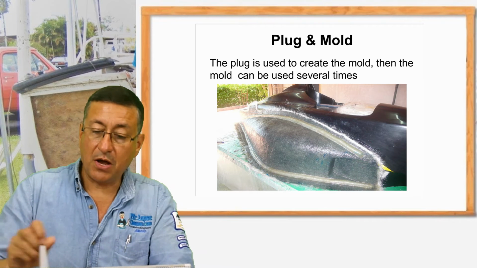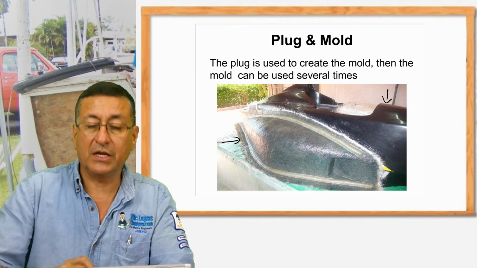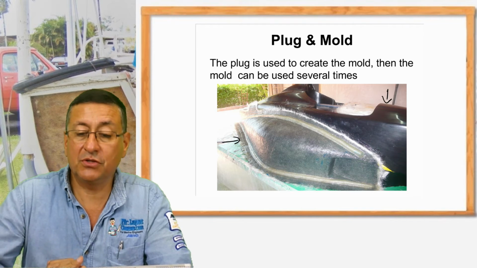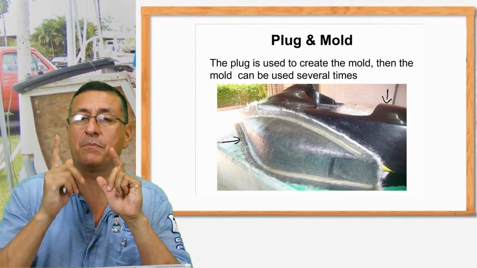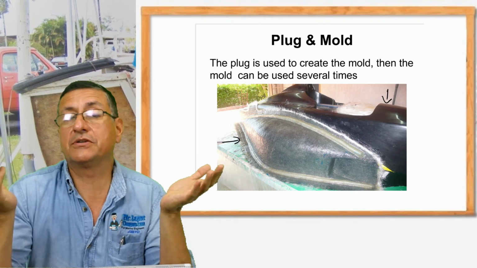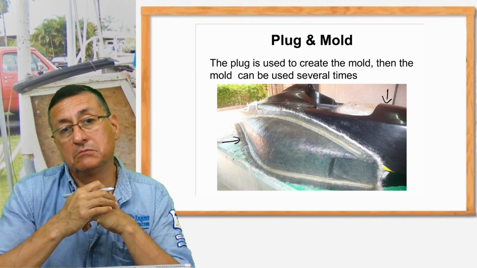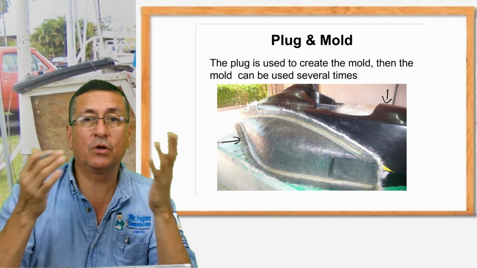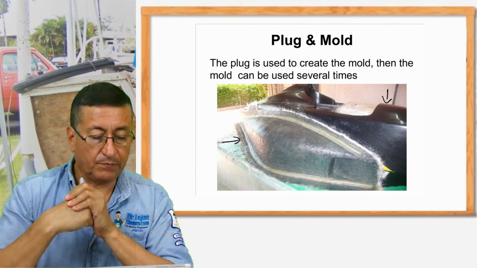Yeah, this is the plug. The plug is the black one, and at this moment they start to create the mold with that plug. That's the process. The plug is used to create the mold. Then the mold can be used several times, and the plug can be destroyed. Or if you want, and you have the space to store the plug, you can keep it because you may want to create additional molds in the future. But normally you don't need to create additional molds. You create the mold that you wanted, one or two molds, and after that you destroy the plug.